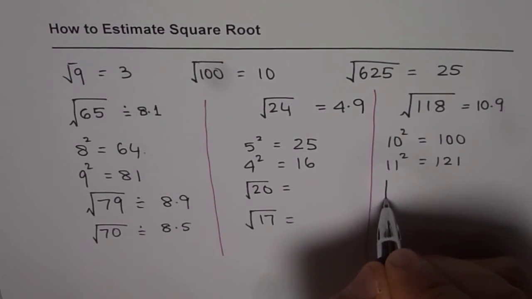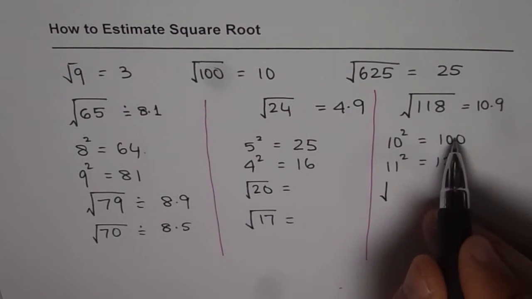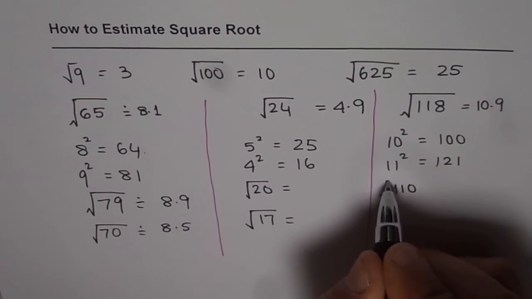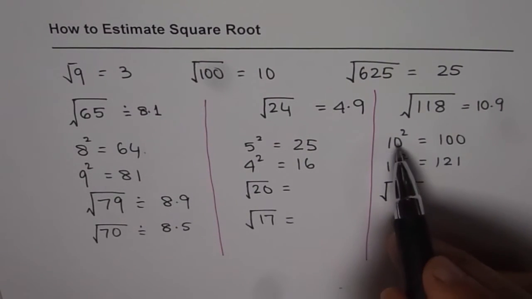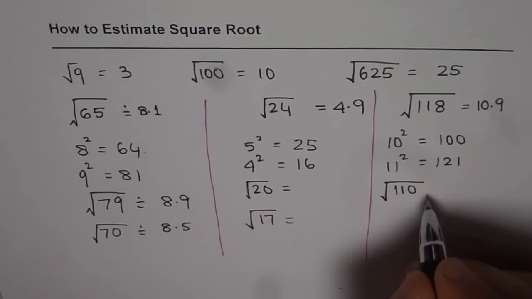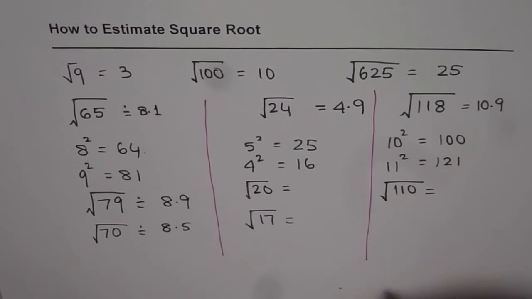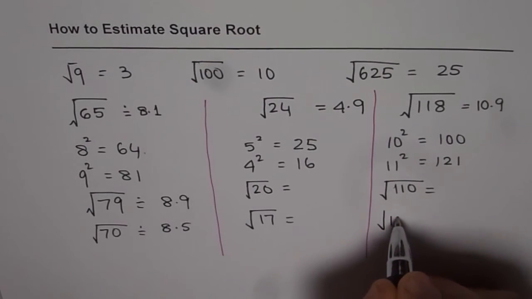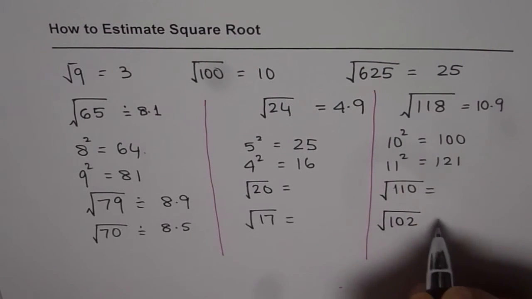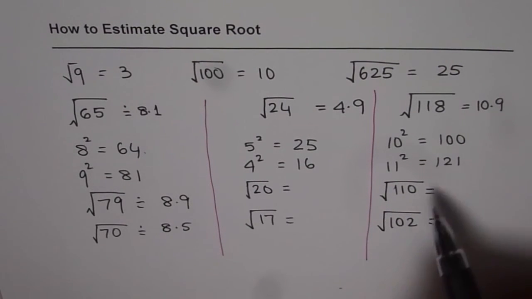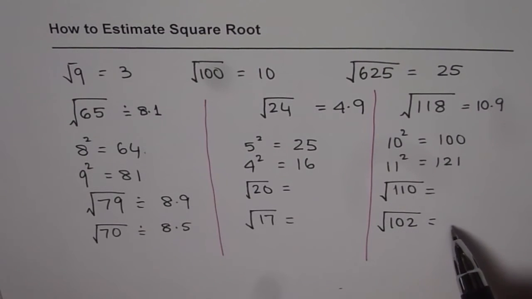So now you can estimate for, let me take a number midway, 110. So obviously it should be between 10 and 11. So that is how you estimate. If I take a number which is 102, that means it is very close to 100, so it has to be 10.1 or something like that. So that is how you should be estimating square roots.